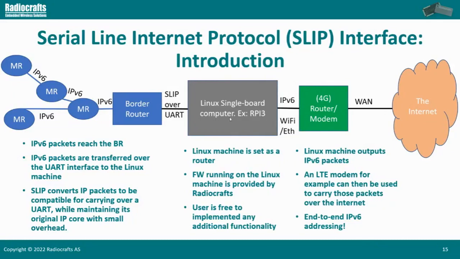Then the Linux machine that will run that firmware outputs IP version 6, but now over Wi-Fi, Ethernet, over whatever. And here you can use any type of router, modem, or even cellular. Then you can reach the internet. So basically, what you have here is end-to-end IP version 6 without any address translation, without any more of these changes in packets.